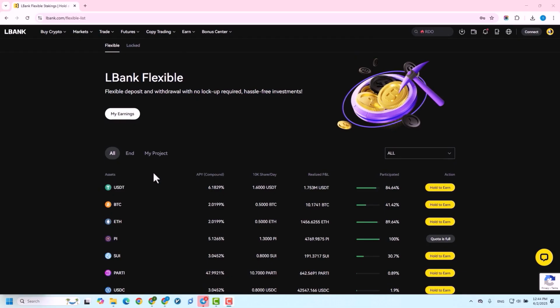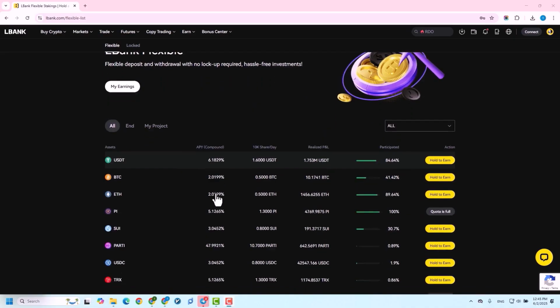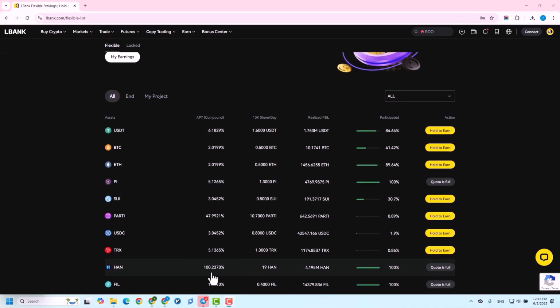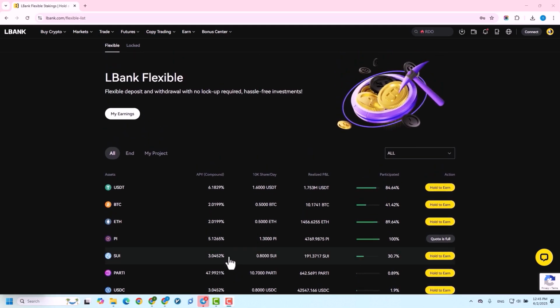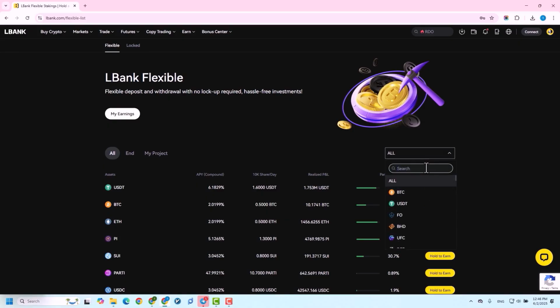For each asset, such as USDT, Bitcoin, Ethereum, and others, a different annual interest rate is defined. For example, the interest rate for USDT is about 6%, while for Han it is over 100% per year. Traders can select their desired token to receive daily profits and are able to view their performance and realized profits in this section. By clicking on the Hold to Earn option, you can start depositing. By clicking on this icon and using the search bar in this section, you can search for your desired cryptocurrency.